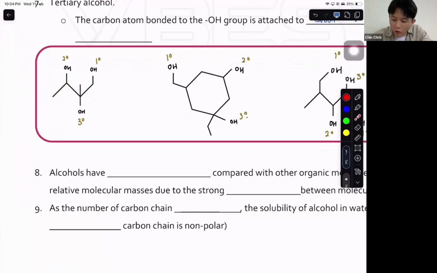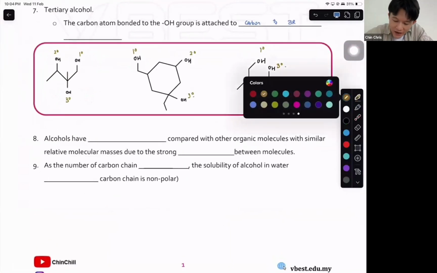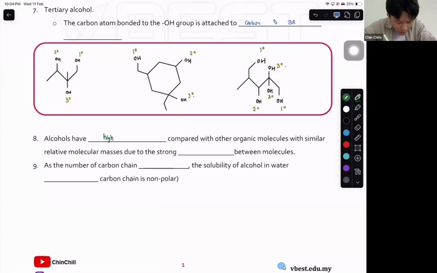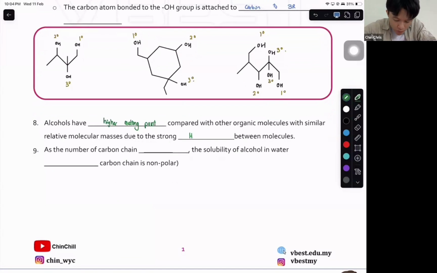Alright guys, alcohols always have a relatively higher melting point or higher boiling point than other organic compounds due to hydrogen bonding. You have the OH group, right? So OH always has hydrogen bonding between the molecules.